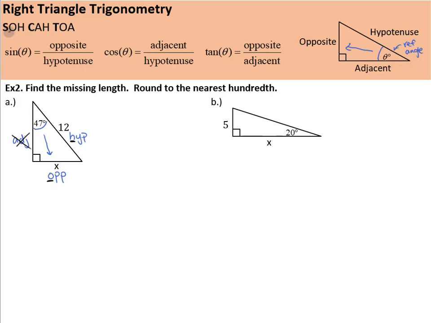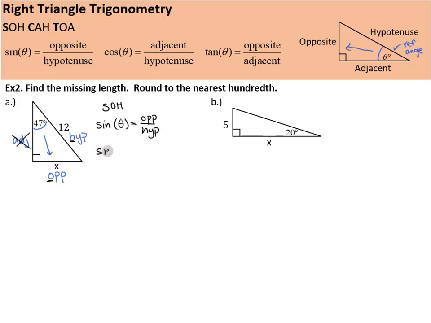So now I think SOH CAH TOA. Which one involves the opposite and hypotenuse, SOH, CAH, or TOA? In this case, that's SOH. And what that means is that sine is the trig function we want to use this time to solve for our angle. And as we set this up, we say sine of the angle theta equals the opposite over the hypotenuse.